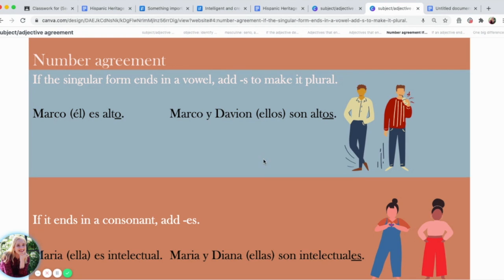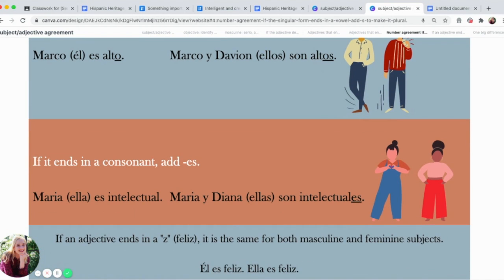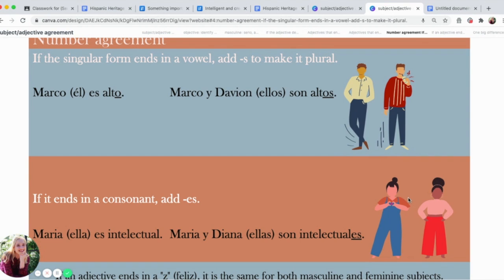Okay? The only difference is that in English, we add an S to the noun. So if we're talking about the boy is tall, and we want to make that plural, we would say the boys are tall. We would add the S to the noun, to boys. Now we're adding the S to the adjective. Alto, altos. Okay, and if it ends in a consonant, you can add es. So, María es intelectual. María y Diana son intelectuales. So to make it plural, we're just adding an es.